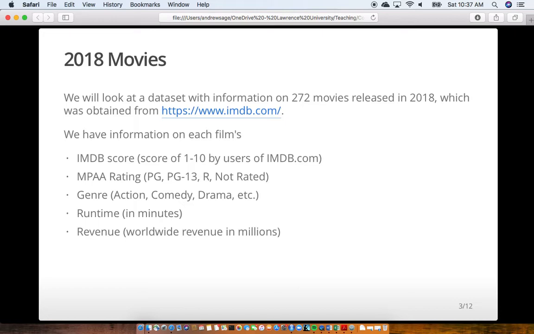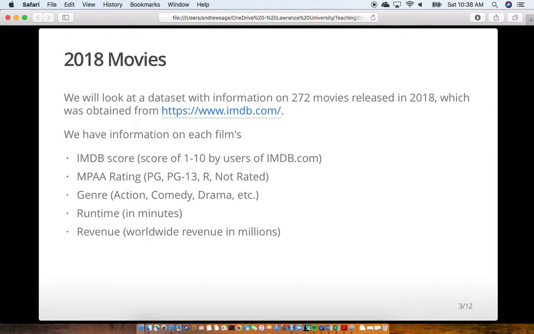We will work with a data set that contains information on 272 movies that were released in theaters during the year 2018. Data were obtained from the popular Internet Movie Database website, imdb.com. For each movie, we have information on its IMDb score, a score between 1 and 10 based on votes from fans on the website, its rating given by the MPAA, Motion Picture Association of America. Ratings include PG, PG-13, R, or not rated.